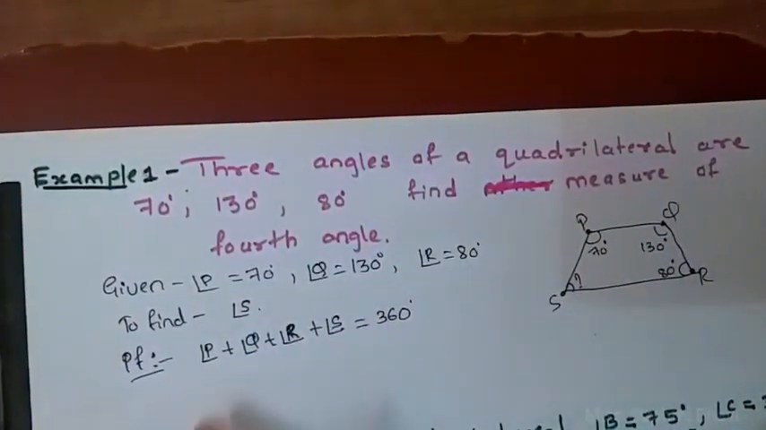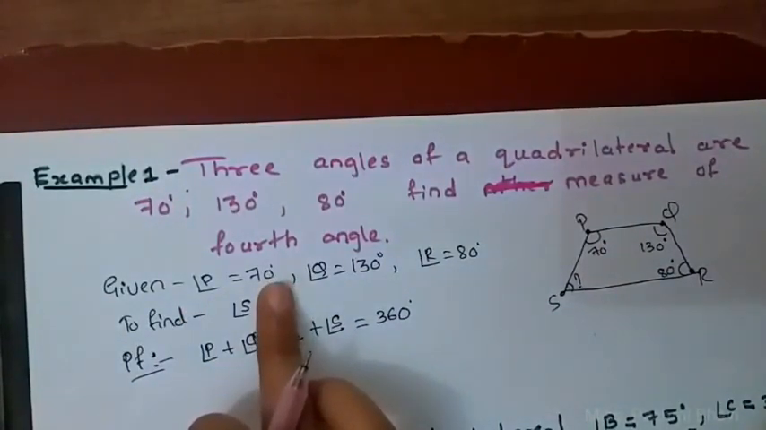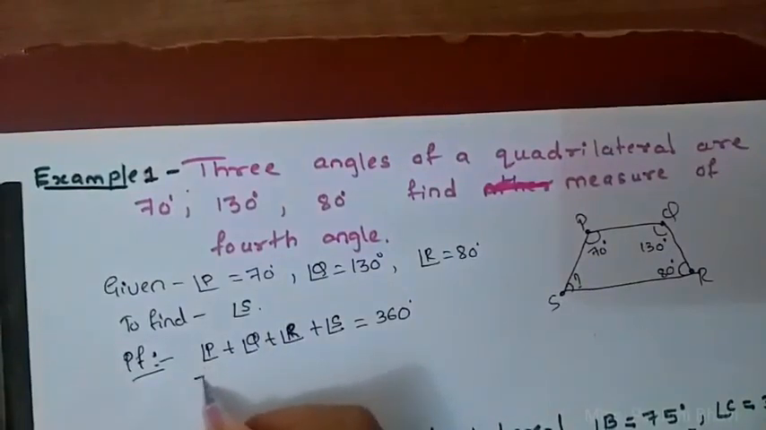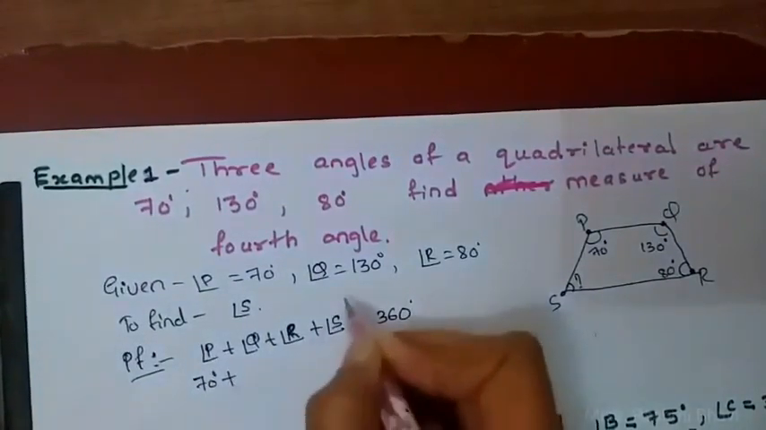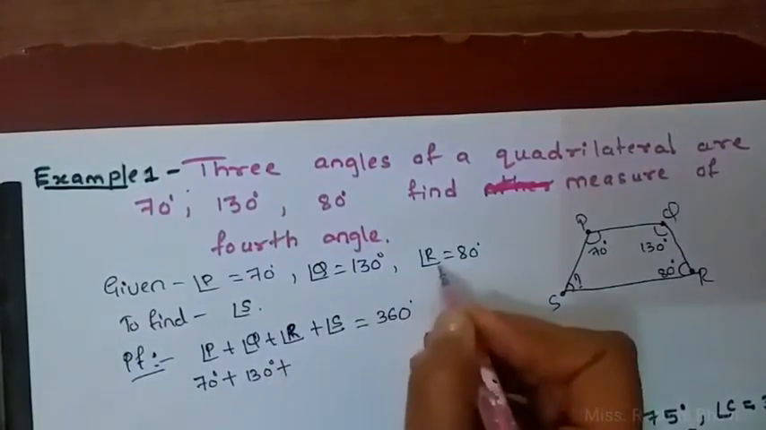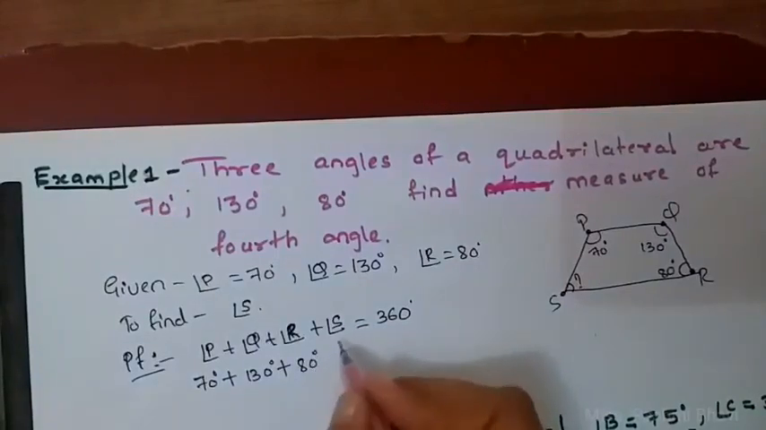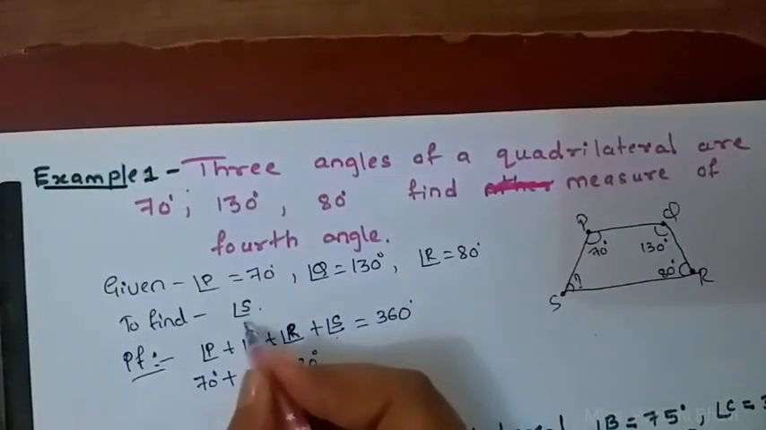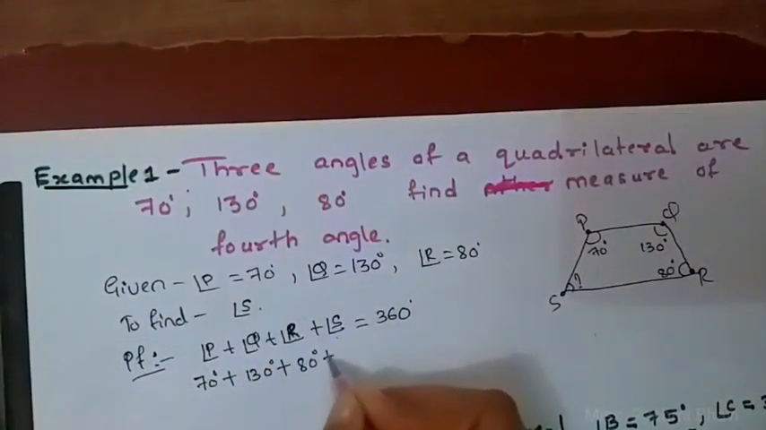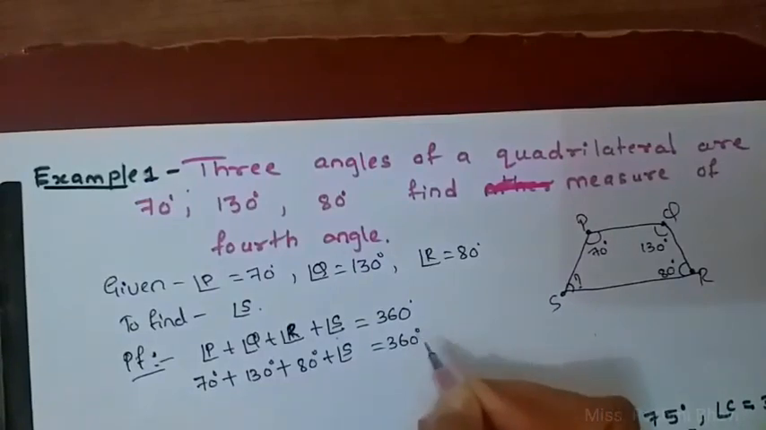Here do you know the value of P? Angle P is 70 degree. In the place of P, put the value of 70 degree. Angle Q is 130 degree. Angle R is 80 degree. In the place of angle R, put 80 degree. Do you know the value of angle S? We don't know, so you should keep it as it is, angle S, because we have to find the value of angle S, is equal to 360 degree.